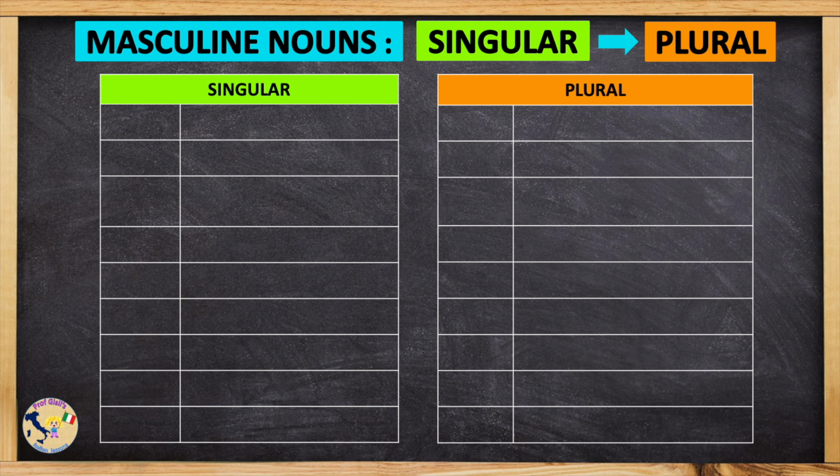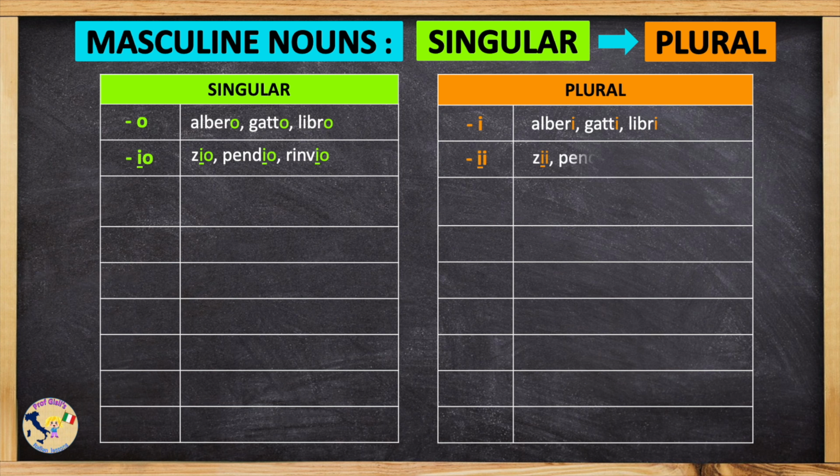As a general rule, most masculine nouns ending in O in the singular end in I in the plural. So, for example, the plural of albero, gatto, libro is alberi, gatti, libri. However, this rule does not apply to nouns ending in io, where O is preceded by stressed I. In this case, the ending for the plural is double I. So, words like zio, pendio, rinvio, in the plural become zii, pendii, rinvii.